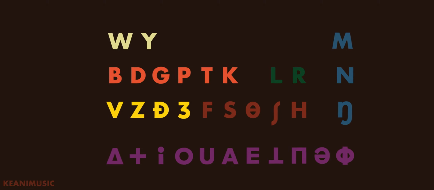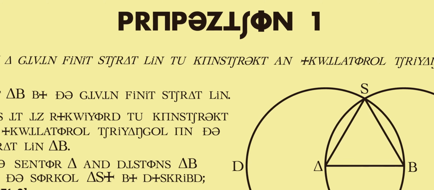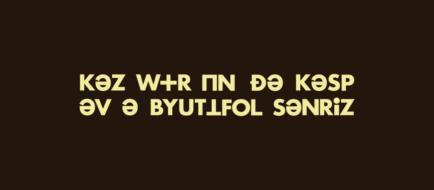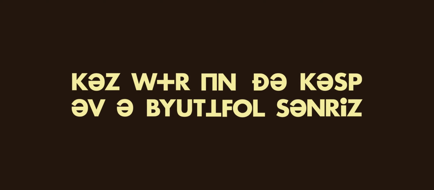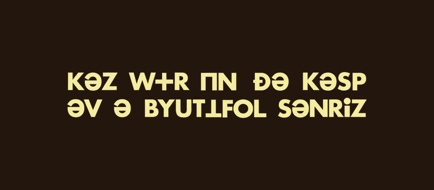This is Englophone. It's an alphabet designed especially for the English language. It has 33 letters, one for each sound, and is organized by letter type.